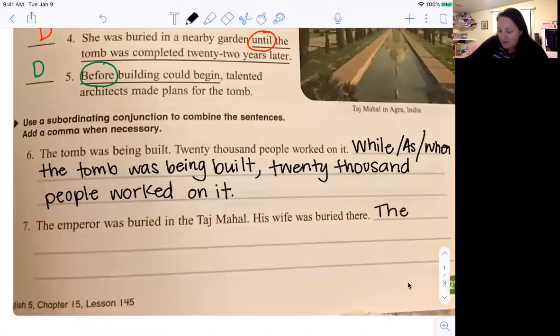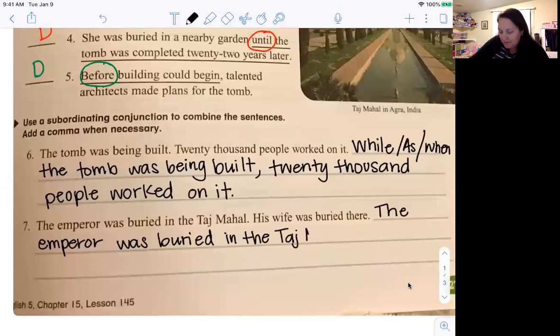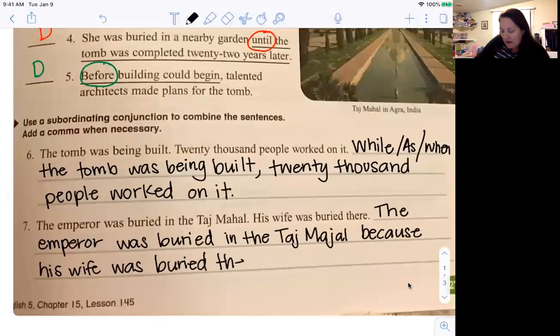The emperor was buried in the Taj Mahal. And I really like because his wife was buried there. Now, I thought that one was the one that made the most sense.